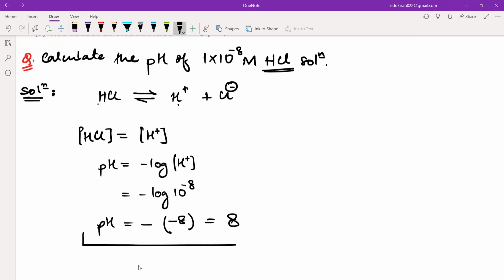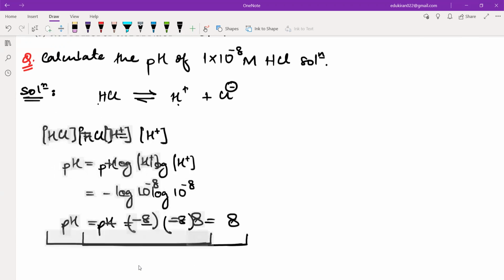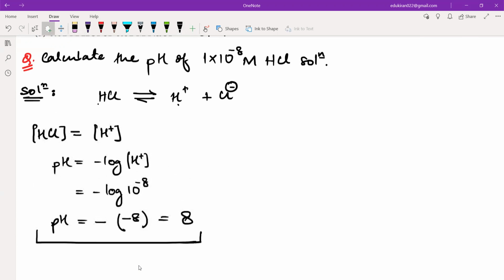Now, I hope all of you can see that this can never be a right answer, because when we have an acidic solution, the pH should be less than 7. It can never be more than 7. So what is happening here and why is it going wrong? When I write that the concentration of H plus is solely equal to HCl, that is not completely correct.